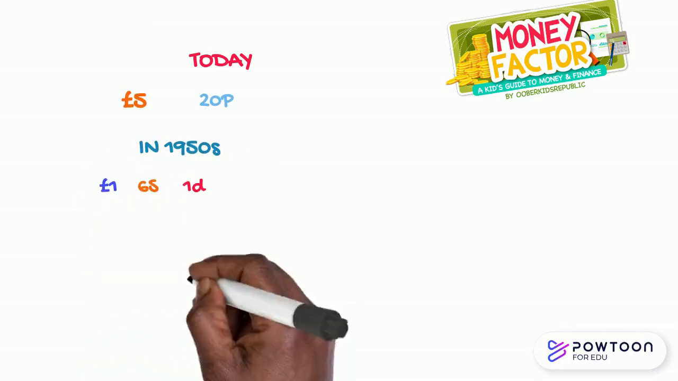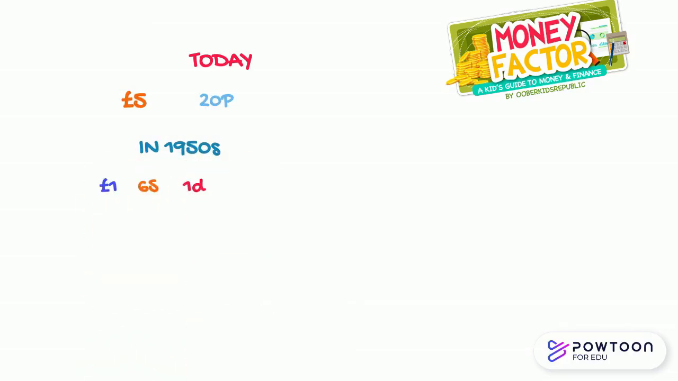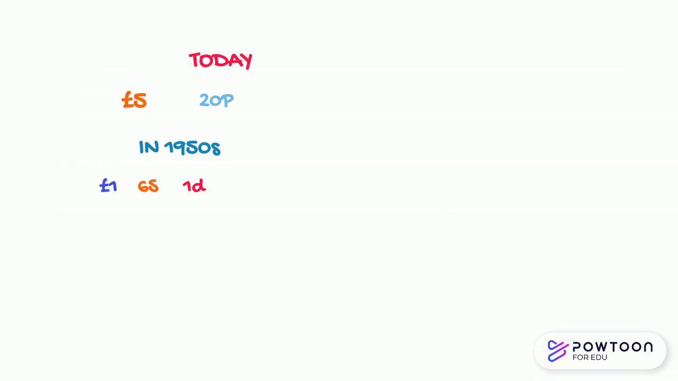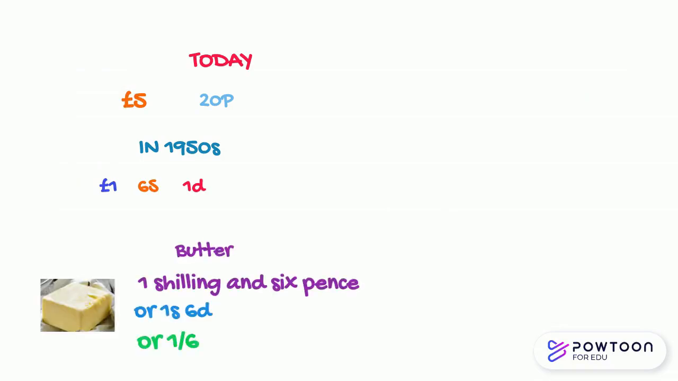And in 1952, the signs for the money were a bit different. Yes, the sign for the pound sterling was the same as today, but shillings were known as S and pence, wait for it, as D, from the Latin word denarius. Here's a good example. Look at this price for this butter.